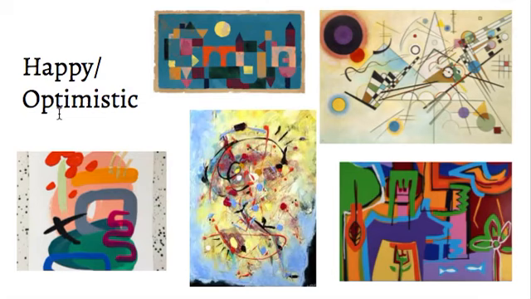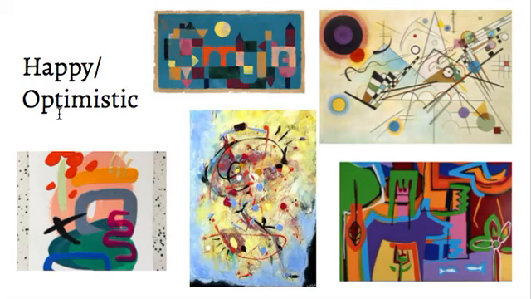So, what we're looking at right now is just different examples of artists who maybe were wanting the viewer to feel happy. And so the reason that these come across as happy paintings is because of the way that the artists use color and line and shape and all of those things that we just talked about. So they're really showing their feelings through these choices that the artists made.